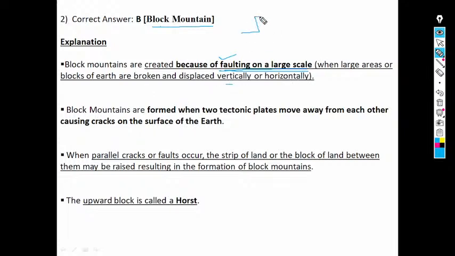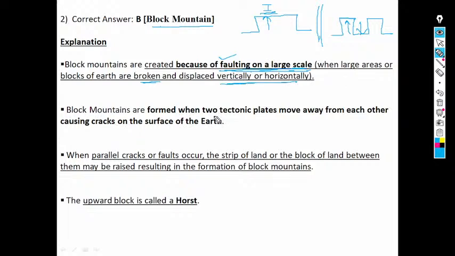Suppose here I am taking one plate, right? Suppose stage 1 is like this, and then in stage 2, what happened? Suddenly one part got uplifted. Since it got uplifted, the other part is downfolding. This is faulting on a large scale, when large areas or blocks of earth are broken and displaced vertically or horizontally.